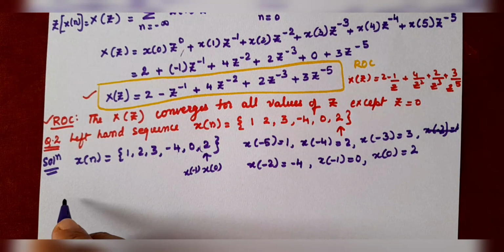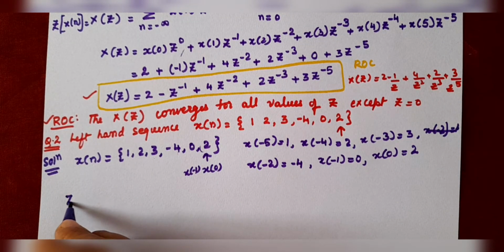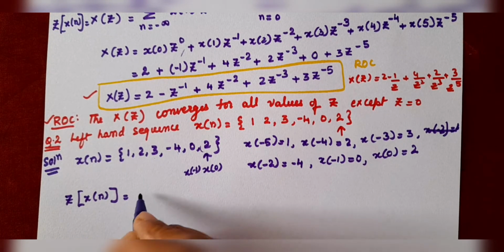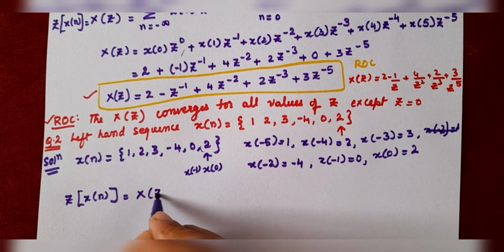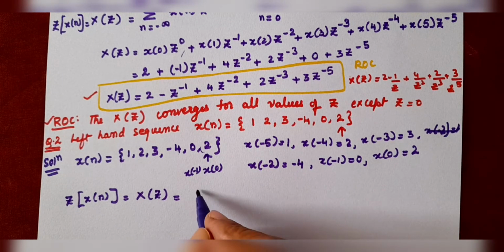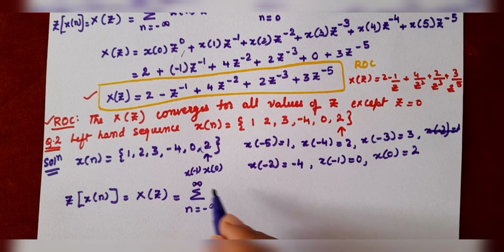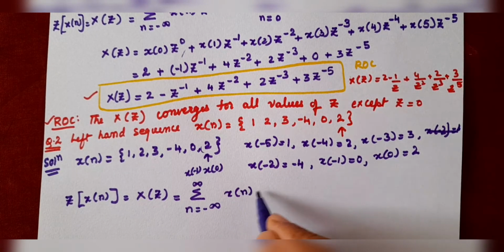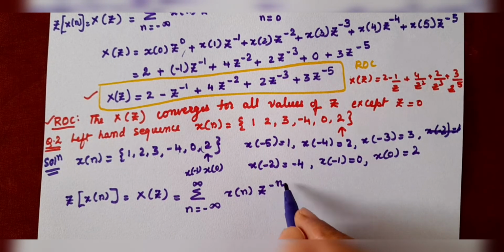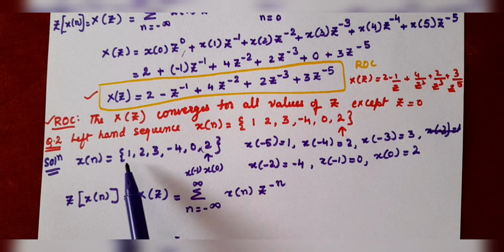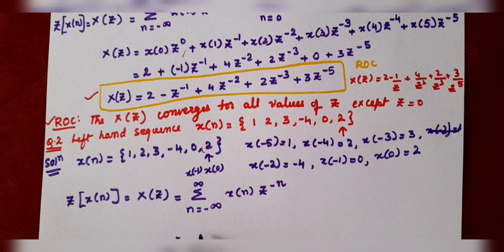What is the definition of X of z? Z transform of x of n is written as capital X of z. The equation is summation n is equal to minus infinity to infinity x of n z to the power of minus n. So here what is the summation? From minus 5 to 0.